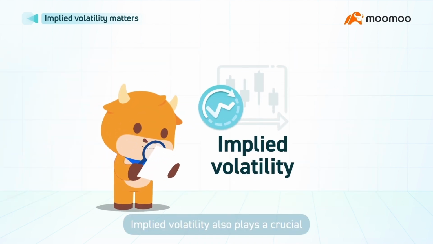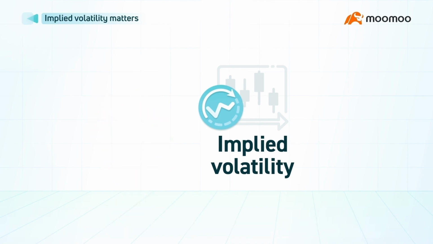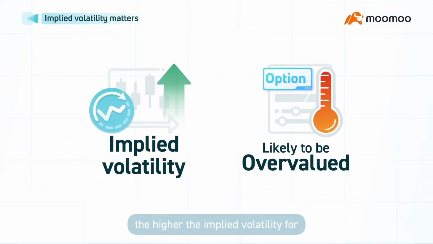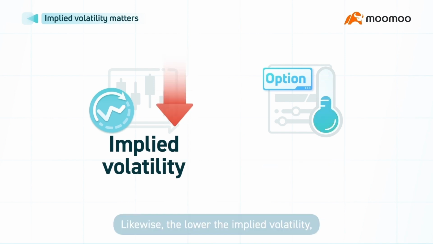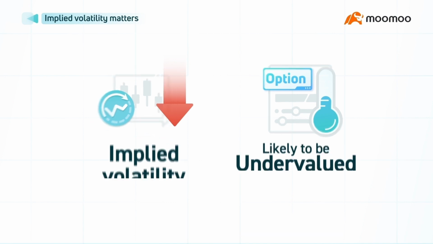Implied volatility also plays a crucial role in evaluating the relative value of options. Generally speaking, the higher the implied volatility for options of the same underlying stock, the more likely its premiums are overvalued. Likewise, the lower the implied volatility, the more likely its premiums are undervalued.